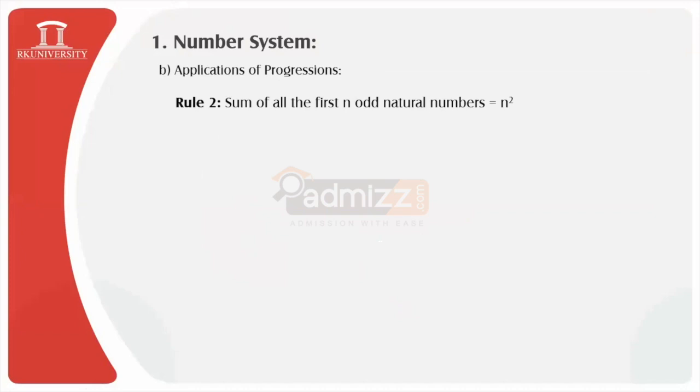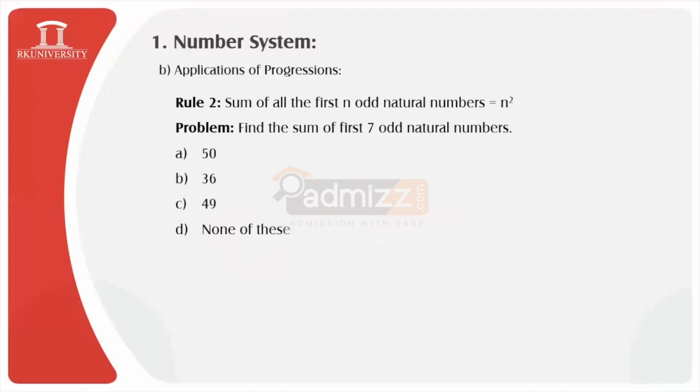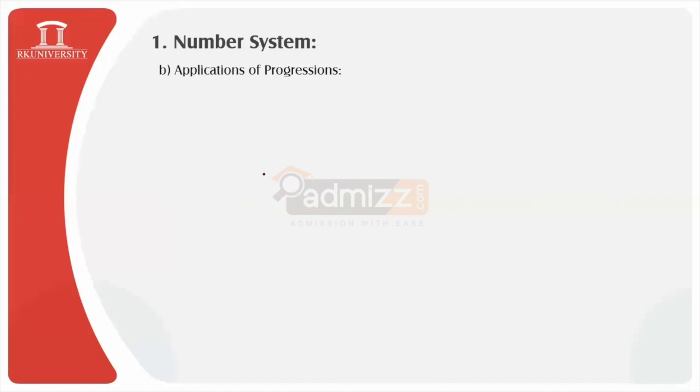Now see, the sum of the first n odd natural numbers, 7 odd natural numbers. Options: 50, 36, 49, none of these. So you can see this is your answer: 7 square becomes 49. 49 is your answer. So in this way, the solution is given, n equal to 7.